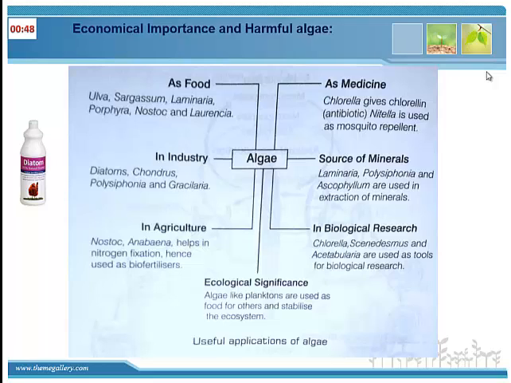As food, some species of algae like Laminaria are used. In industry, diatoms are used, and in agriculture, as biofertilizers through Azolla. In medicine, Chlorella, and Nitella as mosquito repellent, are also utilized by industries and research. Chlorella is one of the best suited examples for the botanist to understand it well.